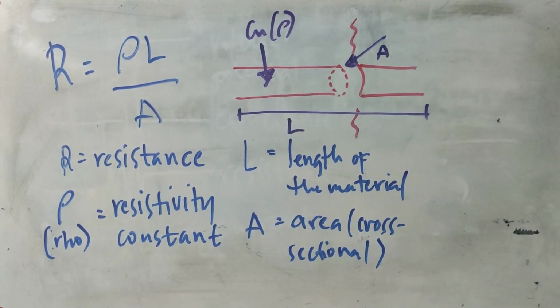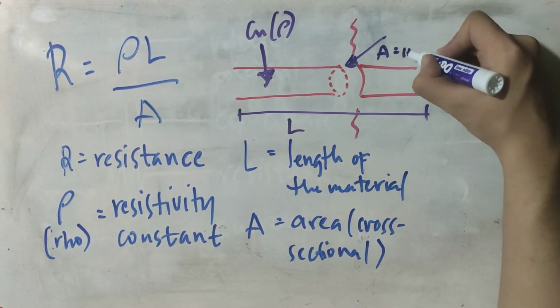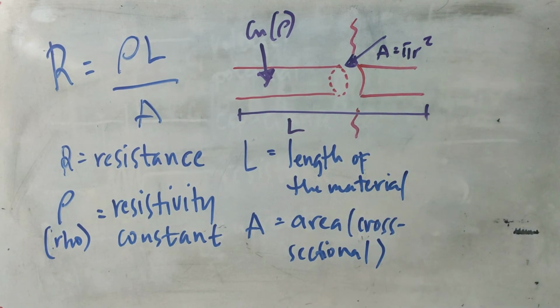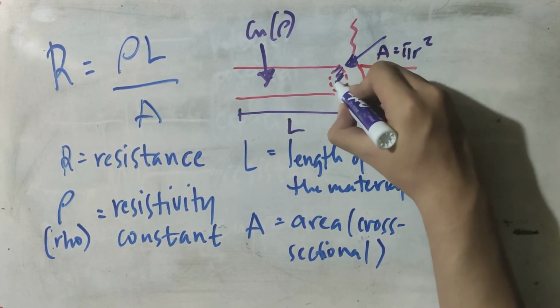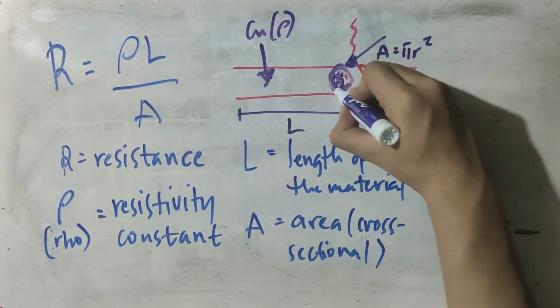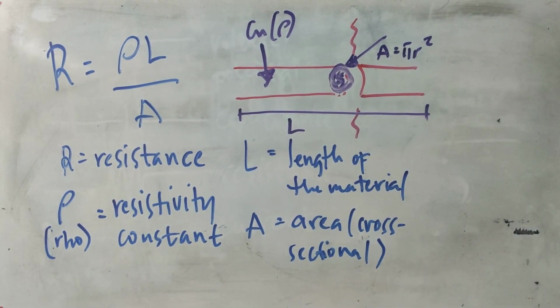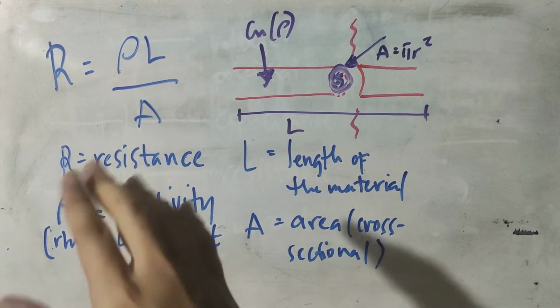Most of the time the formula for the area would be the area of a circle, which is pi r squared. So just read the problem; if it says radius or something like that, then that's definitely the cross-sectional area, this circular part here. That's it. Let's try to solve some problems applying this.